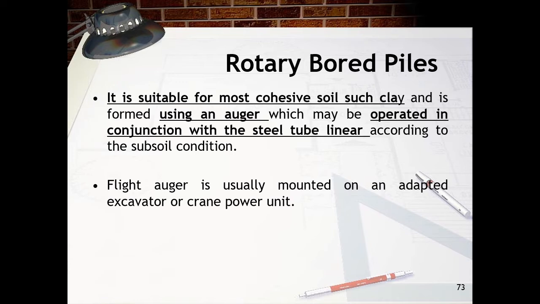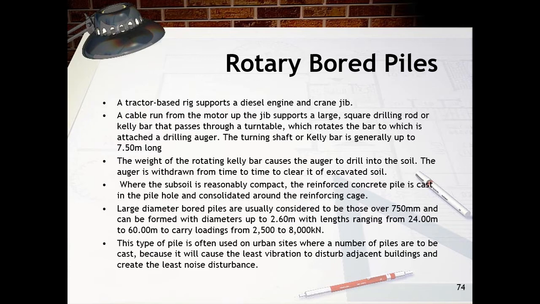The second type of bore and cast in situ piles, we have the rotary bore piles. It is suitable for most cohesive soils such as clay and is formed using an auger, which may be operated in conjunction with the steel tube liner according to the subsoil condition. It depends on the condition of subsoil. Flat auger is usually mounted on an adapted excavator or crane. For rotary bore pile, usually a tractor-based rig supporting a diesel engine and crane jib is used.